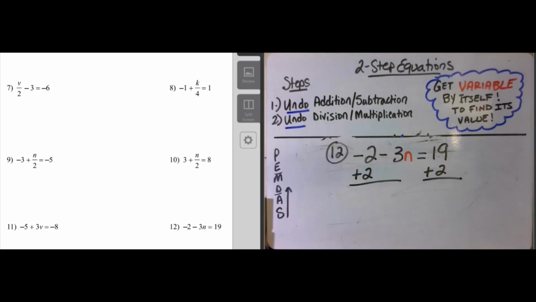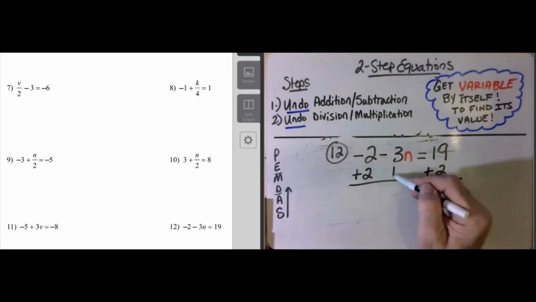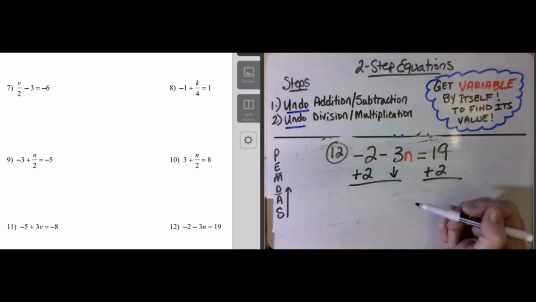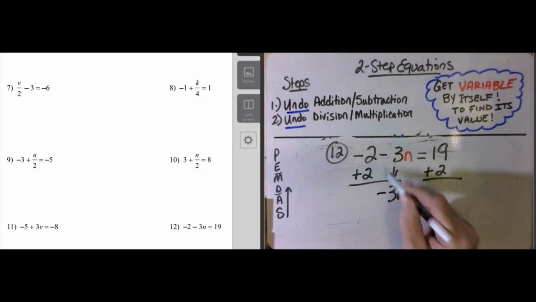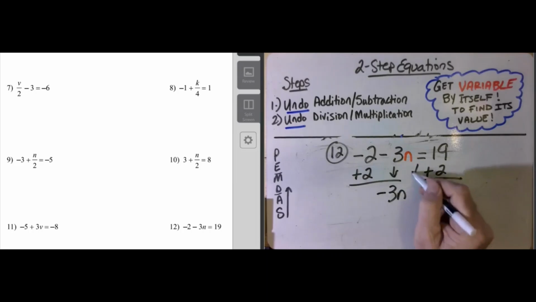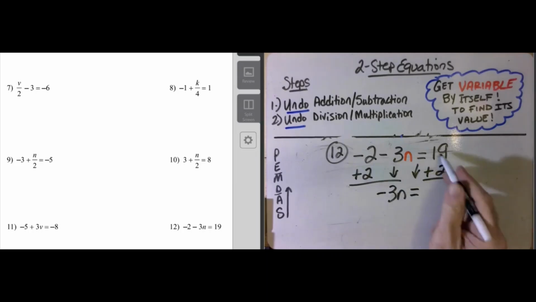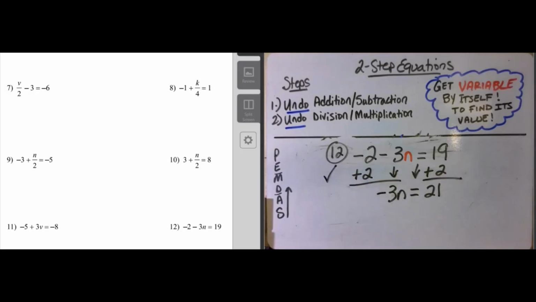Now we do that vertical math. Negative 2 plus 2 is 0. There's nothing to add or subtract to the negative 3n, so let's bring it down, always remembering to bring that operator down with you, that sign. Let's bring the equal sign down. Then 19 plus 2 is 21. So that takes care of step 1, undoing the addition or subtraction.